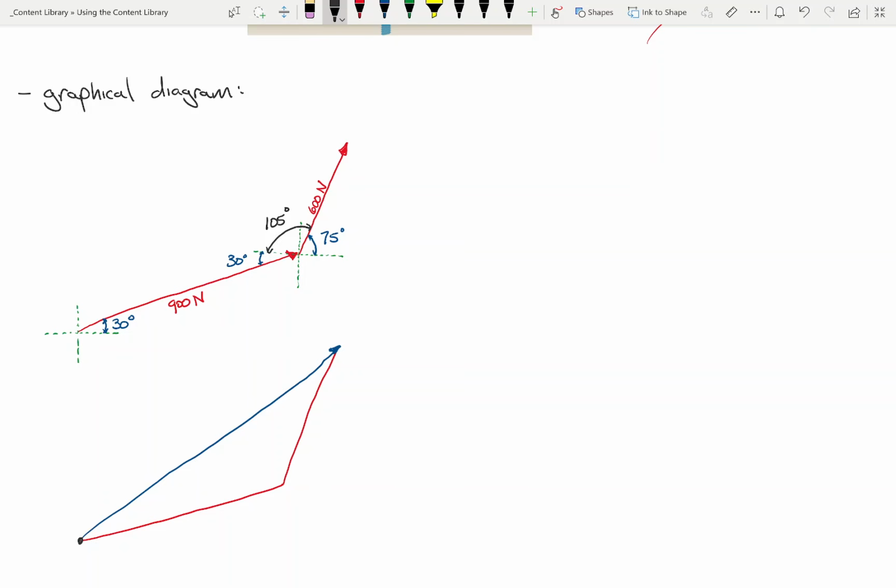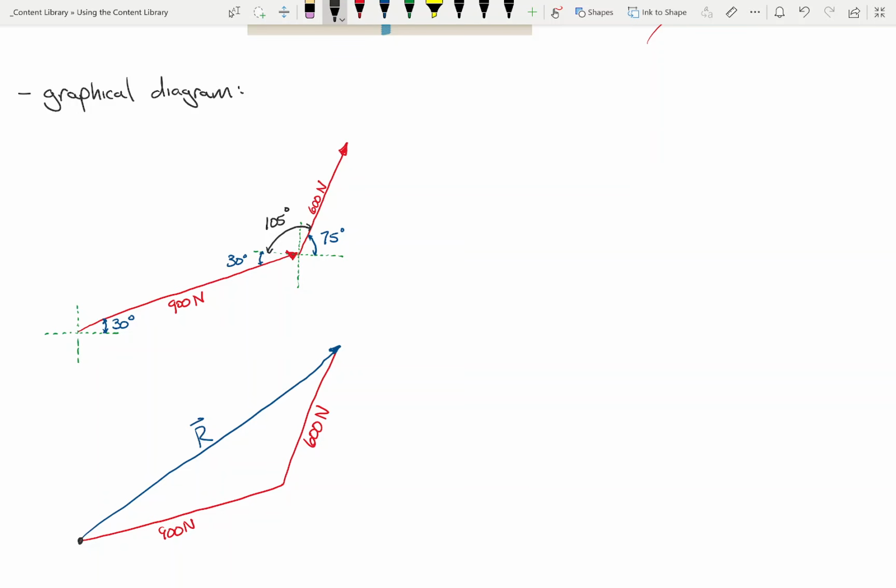So what do I know about this triangle? What I'm trying to find is this right here. This is the resultant from the beginning to the end. What do I know about this triangle? Well, I know that this side has a length of 900 newtons. I know that this side has a length of 600 newtons.